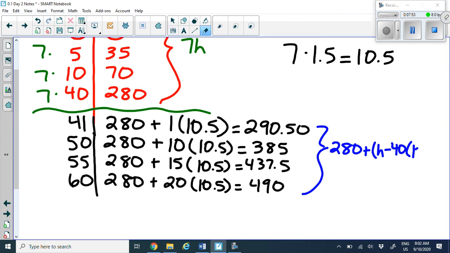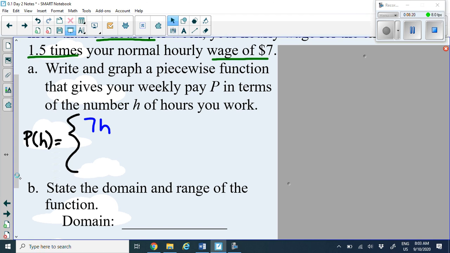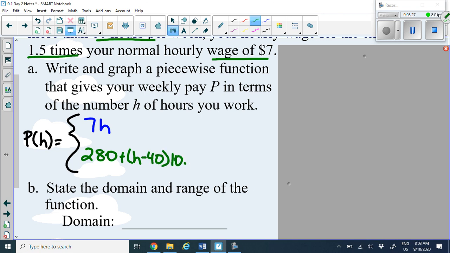I'm going to rewrite this so the 10.50 is not in parentheses. You can have 2 sets if you want to. It's really up to you. Okay, there we go. So that's going to be our equation. Now, if you want to, you can simplify this, meaning you can distribute the 10.50 to the H and the minus 40 and then simplify there, but you can leave your answer like this as well. I'm fine with that. Okay. So we have 280 plus H minus 40 times 10.50.